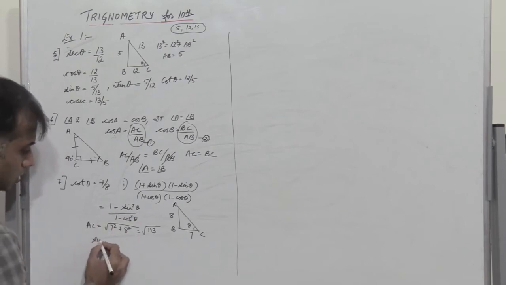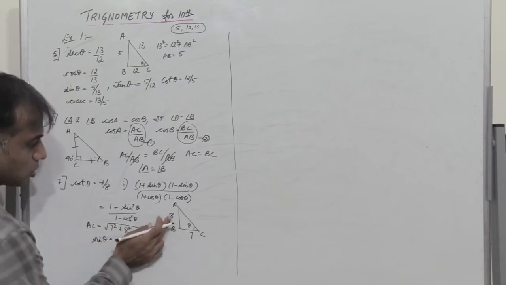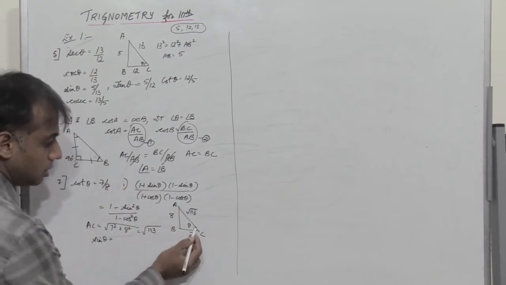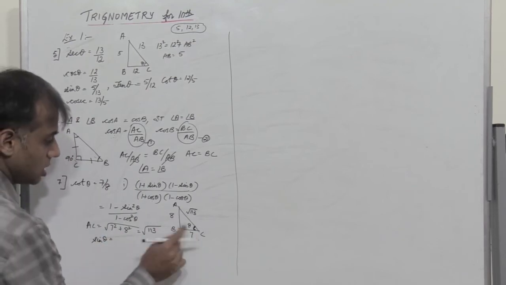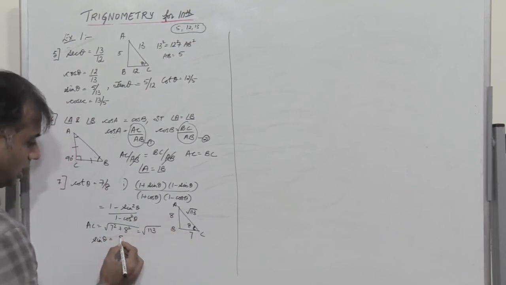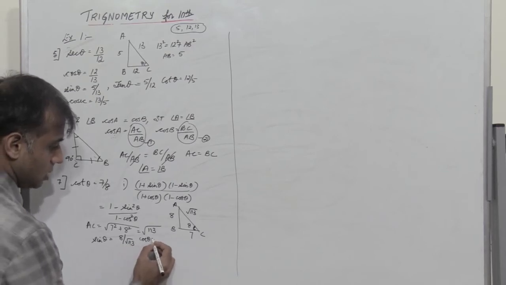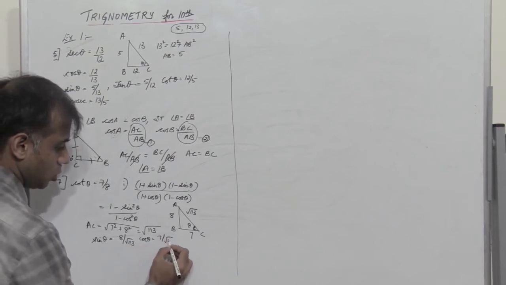So now, what is sine theta? Sine theta is opposite side. So this is root 113. Theta is the angle at C, right? So what is sine theta? Its opposite side, which is 8 divided by root 113. And cos theta is the adjacent side, which is 7 by root 113.